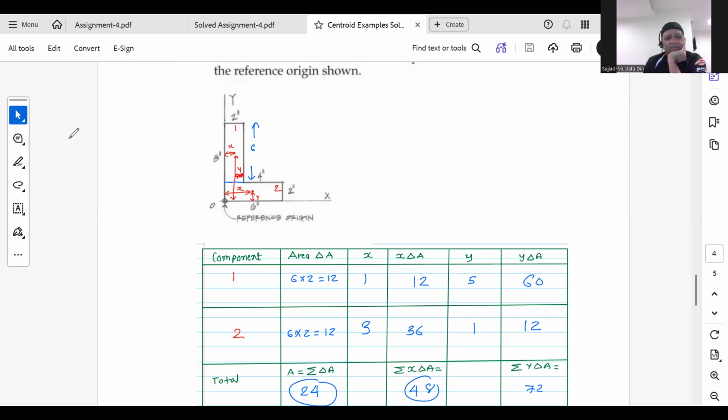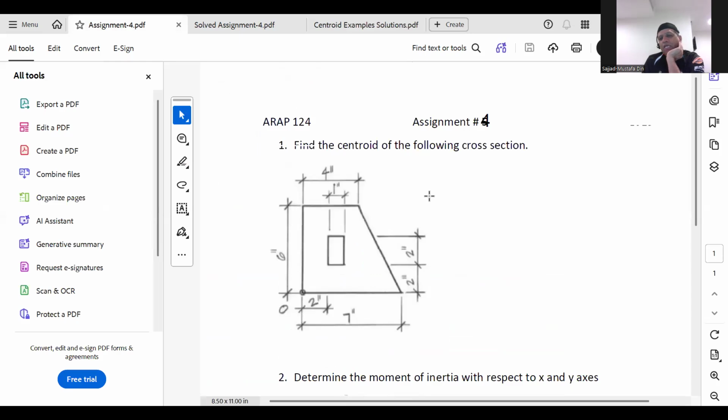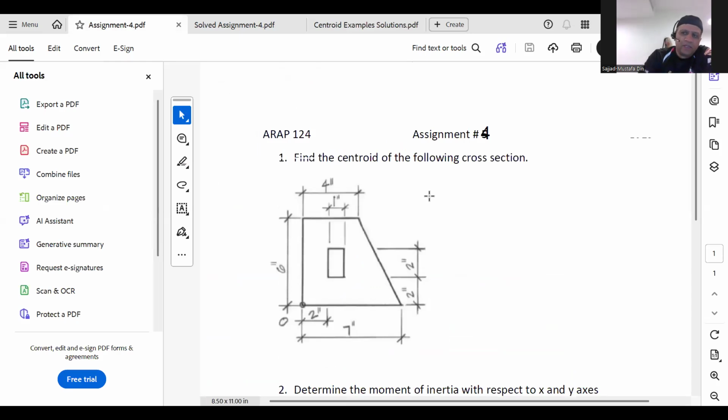And what you're going to need to do now is solve assignment number 4. So you're going to spend the rest of this time this week going through the notes again and reviewing the assignment solution as well as the centroid example solutions, and then you're going to find the centroid of this.